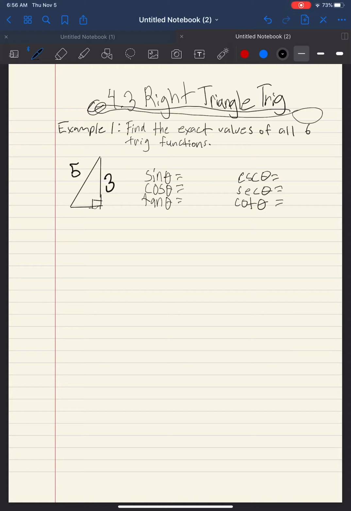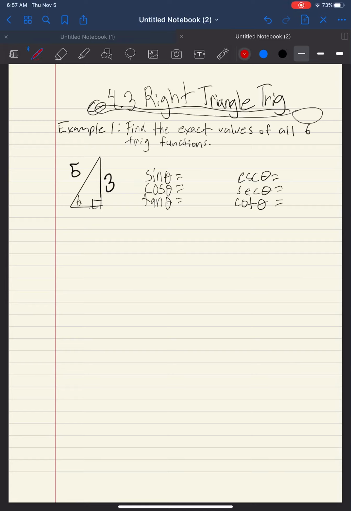So, we're doing right triangle trig, and we're doing it based off of the Ed puzzle from before, 4.2 with SOHCAHTOA. Just to reiterate, the example says find the exact value of all 6 trig functions, and it would give you a triangle like this where they give you 2 of the pieces, but you're missing 1.